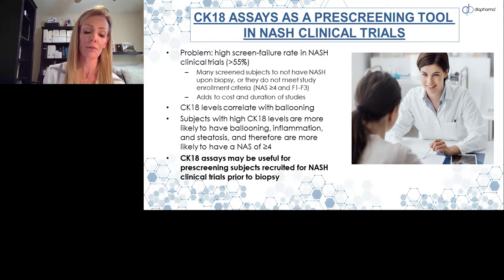One strategy to reduce the screen fail rate is to pre-screen recruited subjects with serum biomarkers and imaging tests prior to performing a biopsy, with the goal to enrich the study population that meets the required features for enrollment. As you learned earlier, CK18 is associated with hepatocellular ballooning, inflammation, and steatosis, which are all components of the NAS. So pre-screening subjects with CK18 assays and selecting those with high serum levels could increase the likelihood of these individuals meeting the required NAS threshold for inclusion. And this would then, of course, result in time and cost savings.